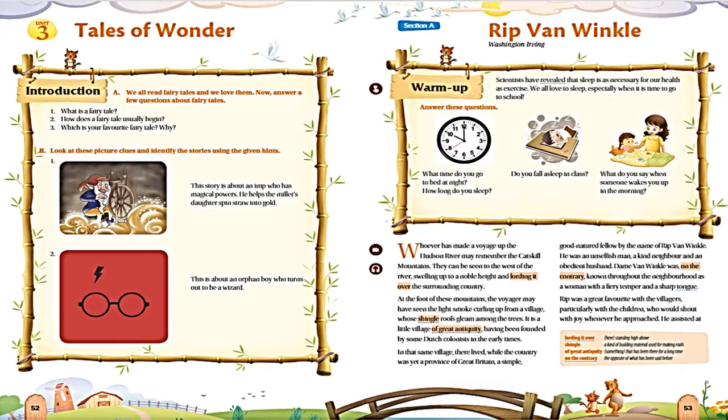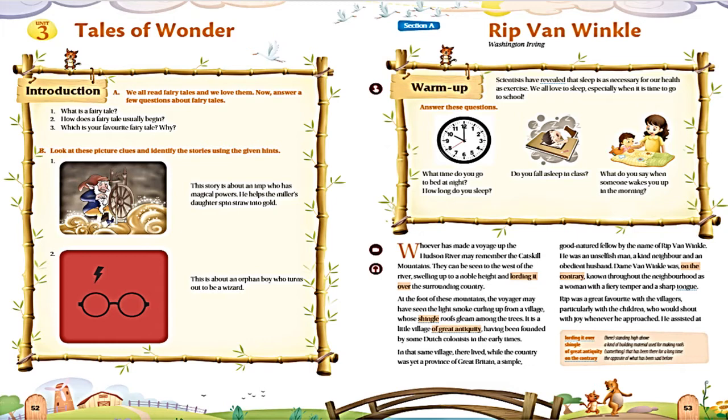And in the same village there lived, while the country was yet a province of Great Britain, a simple, good-natured fellow by the name of Rip Van Winkle. So the first description of Rip Van Winkle that the author gives is that he was a good-natured fellow and a very unselfish man, a kind neighbor, and an obedient husband. Yes, these are the adjectives given to Rip Van Winkle by the writer.